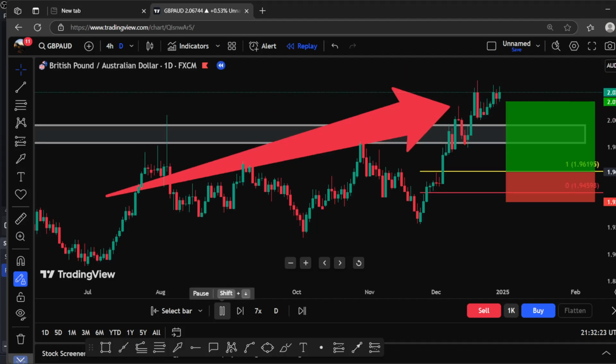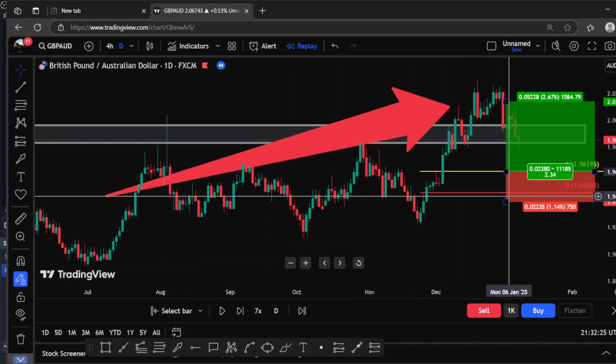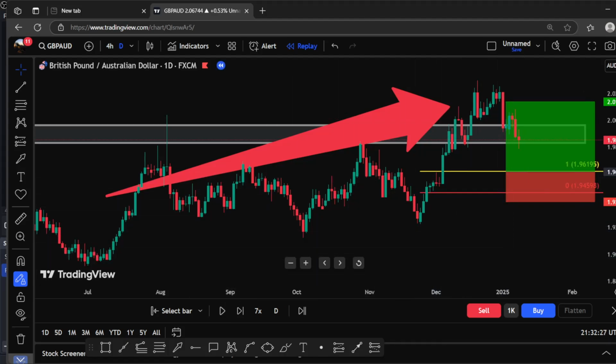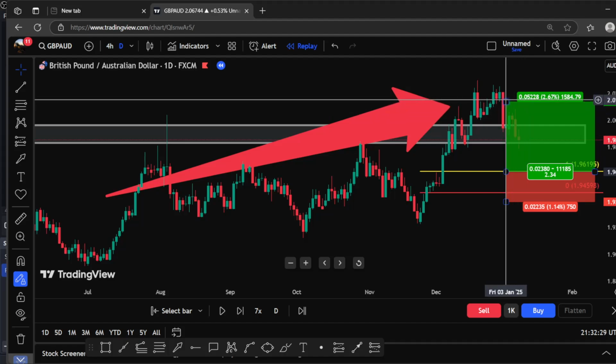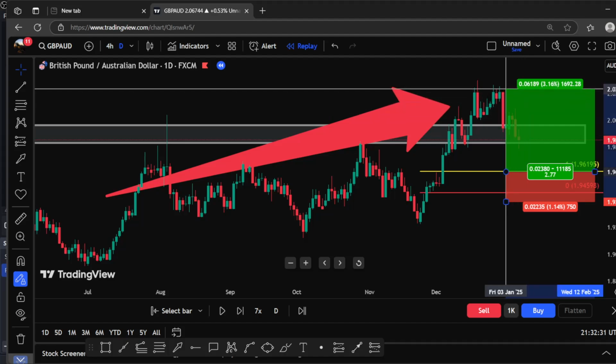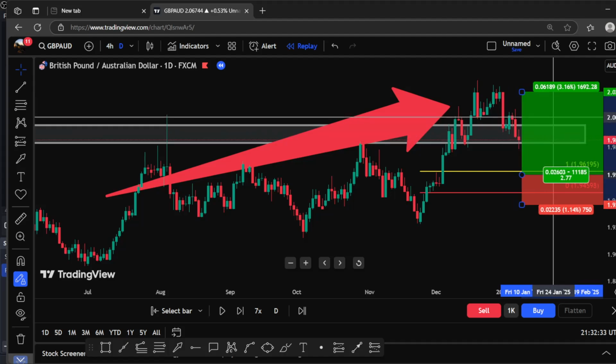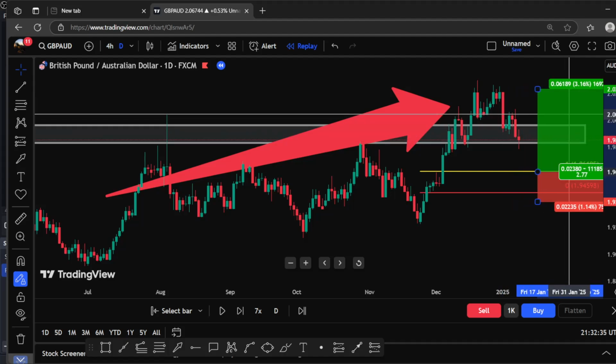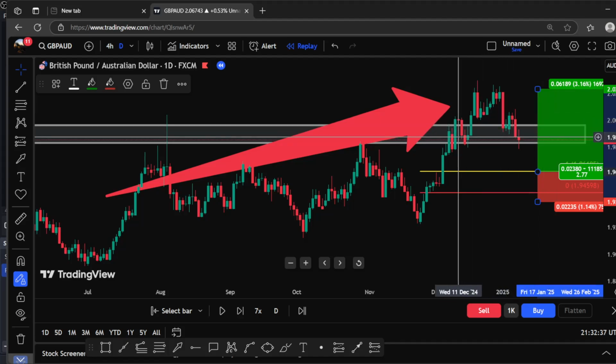We're not in the trade yet. My take profit, because we've created a new high, will be above that high right there, once we get to our demand zone.